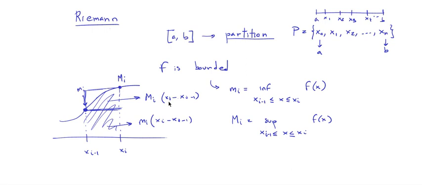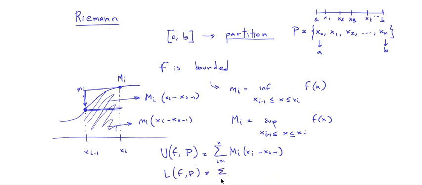Now we can sum the areas: the big area, what we call the upper sum, and the lower sum. The upper sum of f with this partition is defined as the sum from i equals 1 to n of capital Mi times xi minus x(i-1). So the sum of the large rectangles. And the lower sum is the same, but with the infimum, the small rectangles.